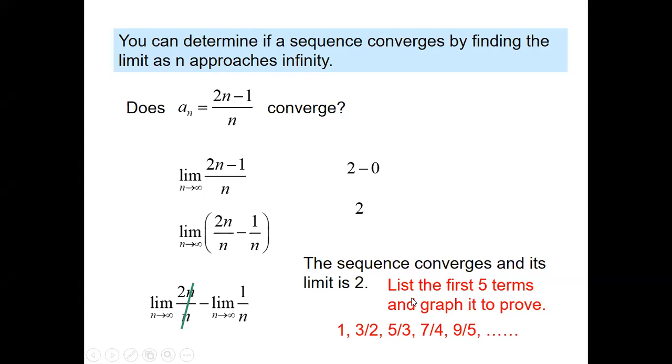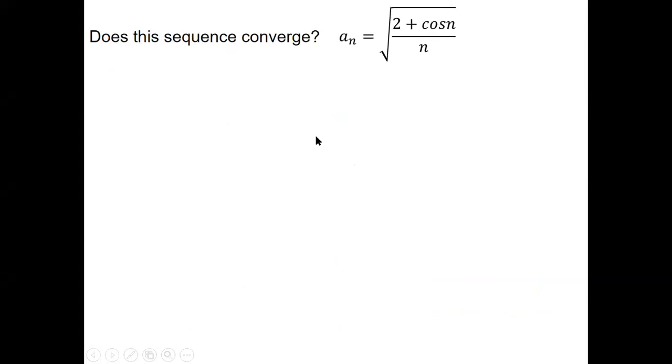All right, how about this one? Does this sequence converge? This is a fun one. All right, maybe kind of playing around with this one, thinking about the limits.